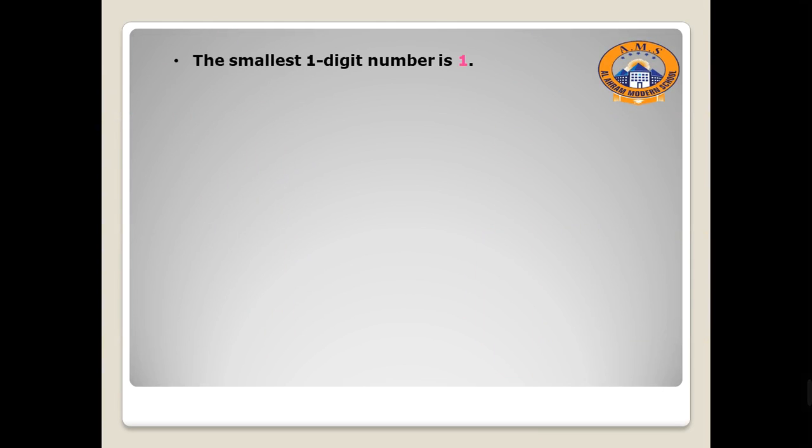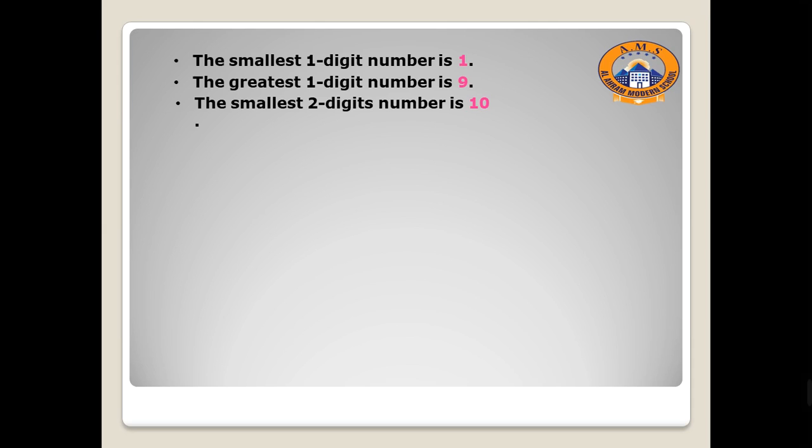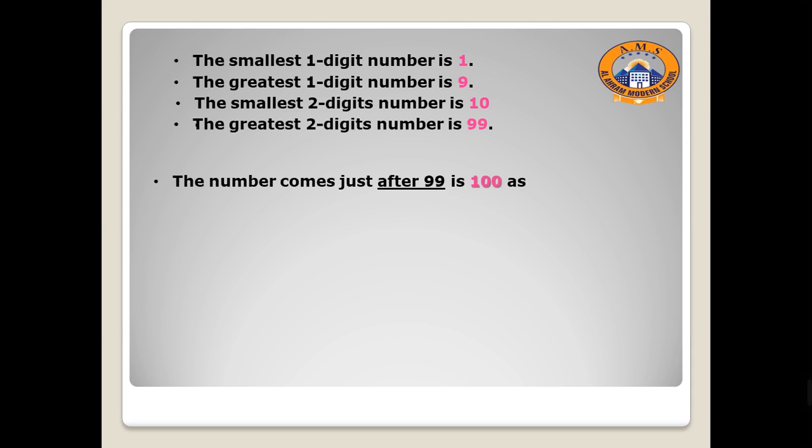We learned also the smallest one digit number is 1 and the greatest one digit number is 9. The smallest two digits number is 10 and the greatest two digits number is 99. And the number that comes just after 99 is 100. Okay? Because when we add 1 to 99, we will get 100. So the number after 99 is 100.